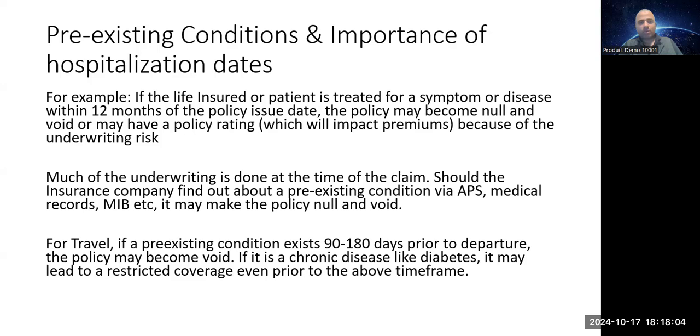Now, if you're a traveler and a pre-existing condition exists between 90 and 180 days prior to departure, your policy may become void, especially if it's a chronic disease. Because if it's a chronic disease like cancer or diabetes, for example, you may have restricted coverage, even if this pre-existing condition showed up before 180 days.